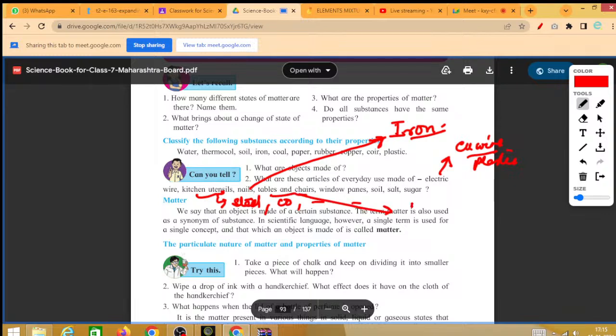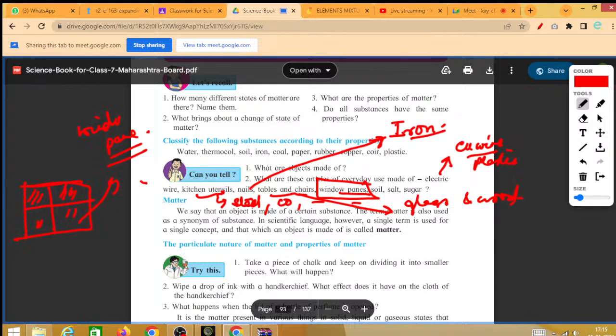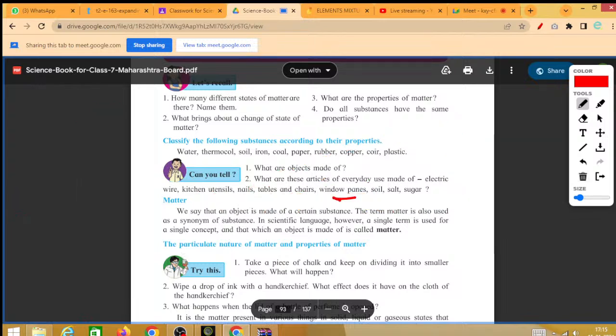Made up of glass or wood. Glass and wood. Window panes? But what is meant by window panes? Supposing this is a window. This is all wood, but this is the inner part which is transparent, through which we can see. That is the window pane. So what is a window pane made up of? Glass. Very good.